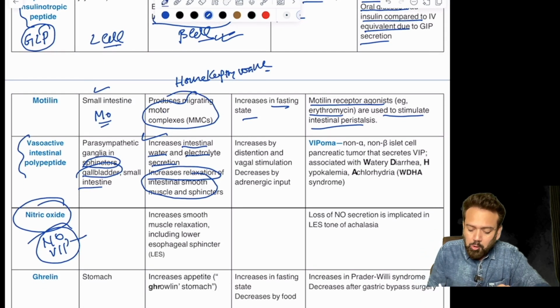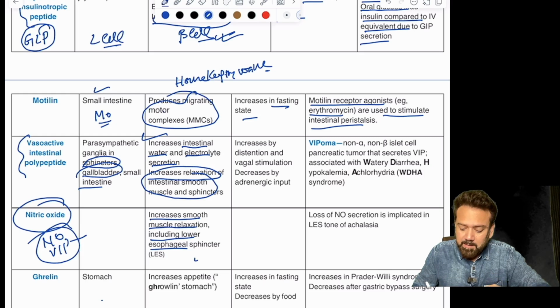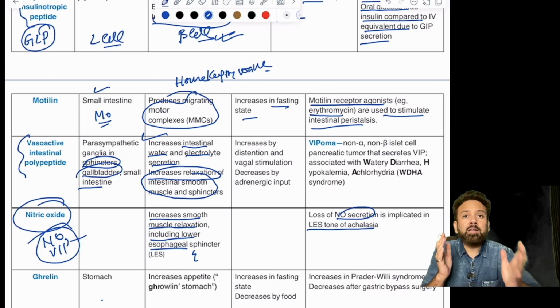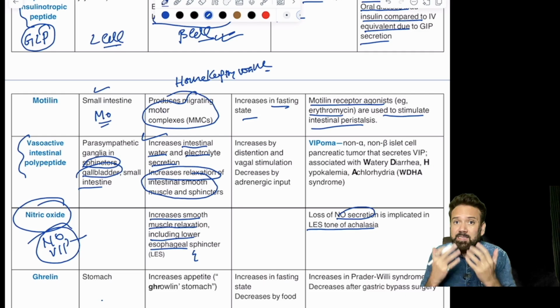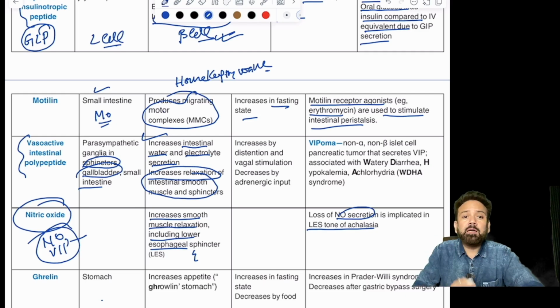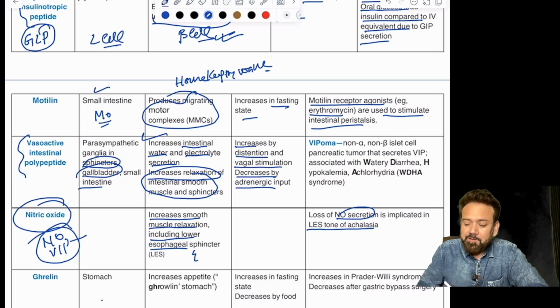So nitric oxide also increases smooth muscle relaxation, including the lower esophageal sphincter. That is why when there is some mutation or a problem with nitric oxide, it causes achalasia, because LES tone will increase. Achalasia cardia occurs because of loss of nitric oxide secretion. So always read nitric oxide along with VIP. Few things are common, few things are different. The mechanism is common, but the actions are different in different locations. VIP is increased by distension and vagal stimulation, and decreased by adrenergic input.